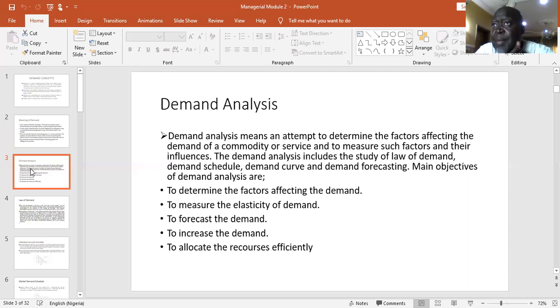Another objective is to measure the elasticity of demand, the next topic we're going to discuss. If demand changes because of price, by what percentage has it changed? Also, to forecast the demand, which involves demand estimation and demand forecasting, to increase the demand by understanding its causes, and to allocate the resources efficiently. These are what demand analysis is all about.